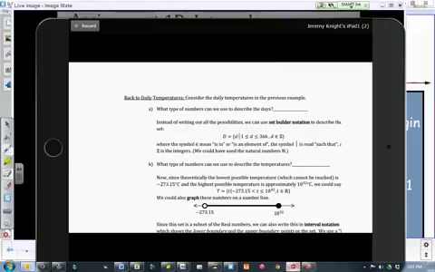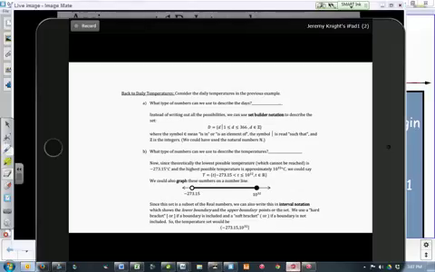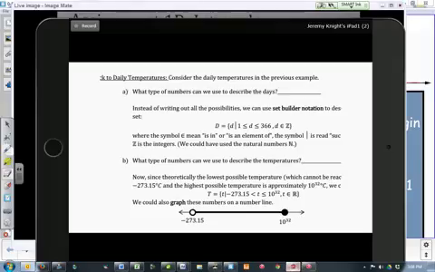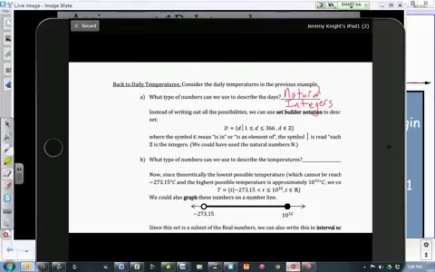Let's think about this. What type of numbers can we use to describe the days? We just said it. We could use integers or natural numbers. Or we could call them integers, special integers, not all the integers. We could call them positive integers. And so here's how we describe them. We've got a couple of ways.